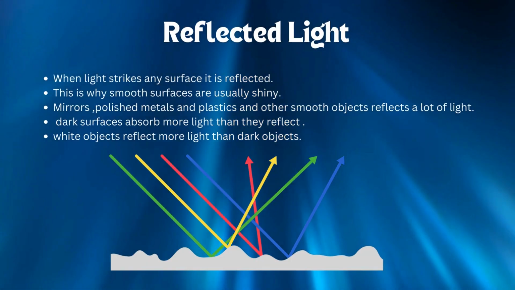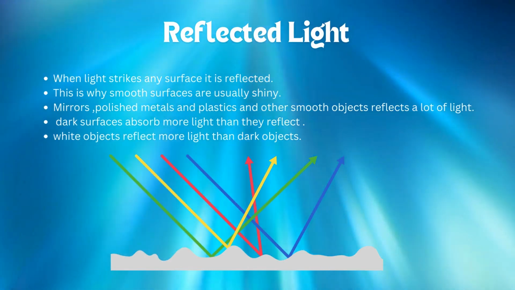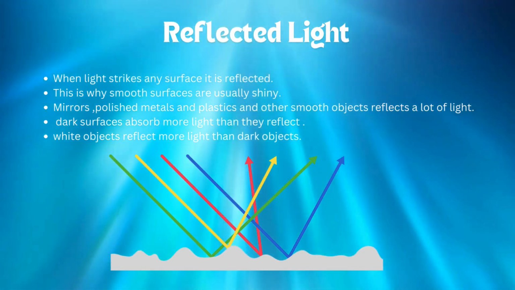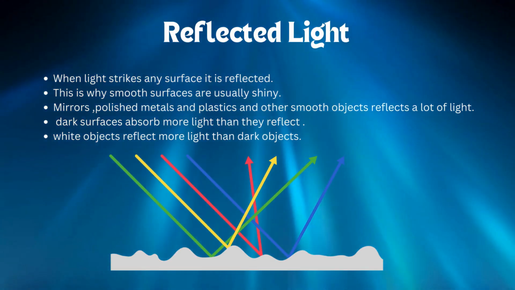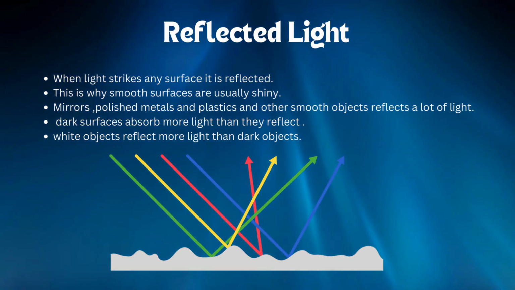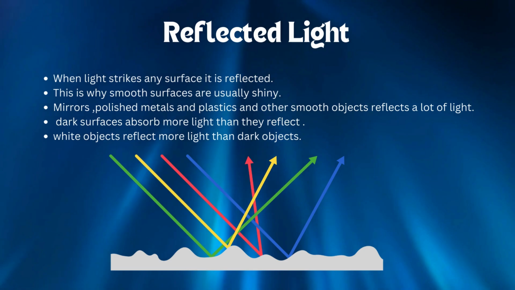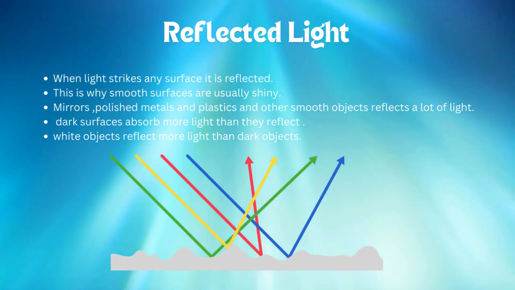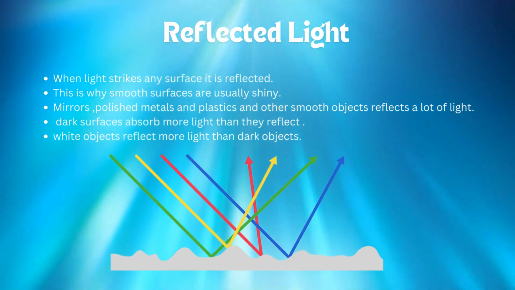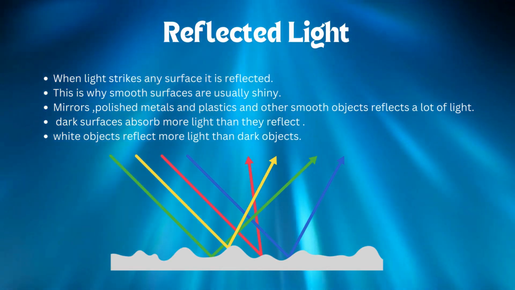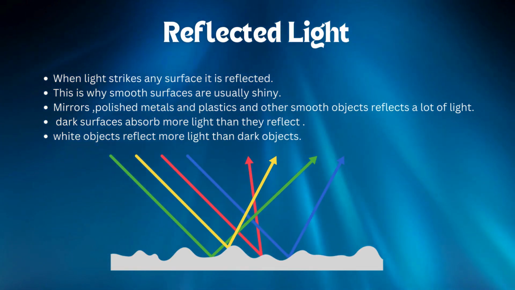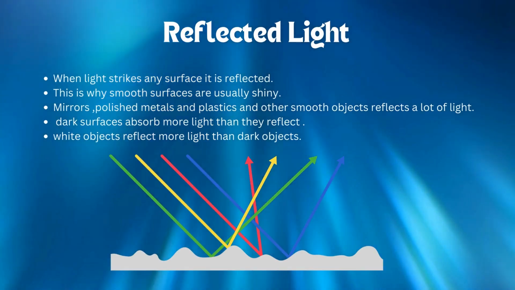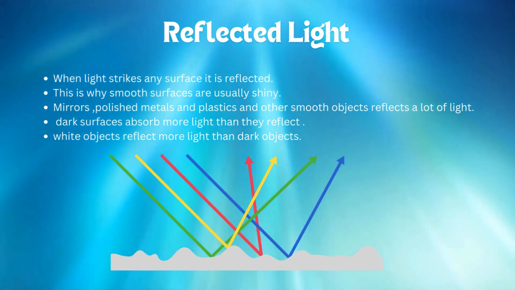Reflected light. What is reflected light? When light strikes any surface, it is reflected. This is why smooth surfaces are usually shiny. Why are smooth surfaces usually shiny? Because they reflect light in a very organized way. When light hits a smooth surface like a mirror or polished metal, it bounces off neatly like a ball bouncing off a wall. This makes the surface look shiny because the light reflects back in a clear and bright manner.